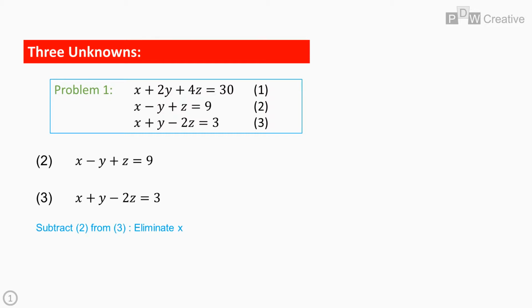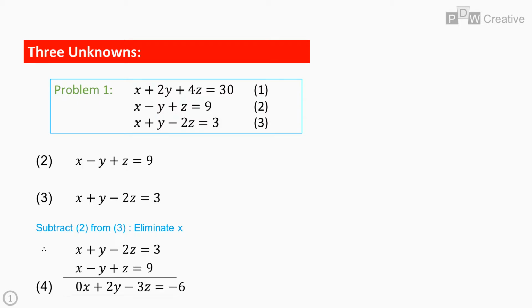To eliminate x, subtract 2 from 3. X minus x removes x. Y minus y equals plus 2y, while minus 2z minus z is minus 3z. Equation 4 is going to be useful later for further eliminations.